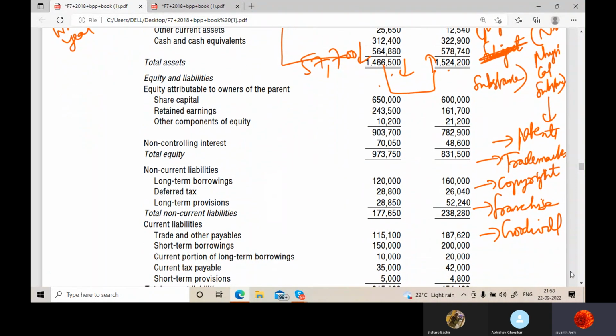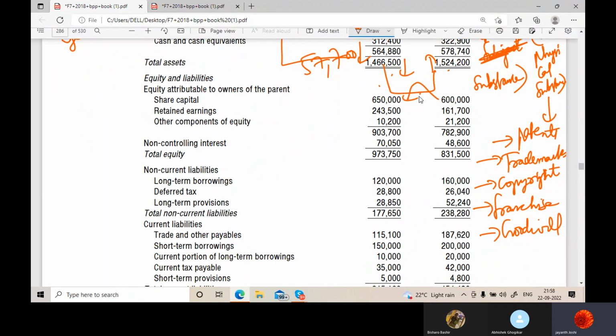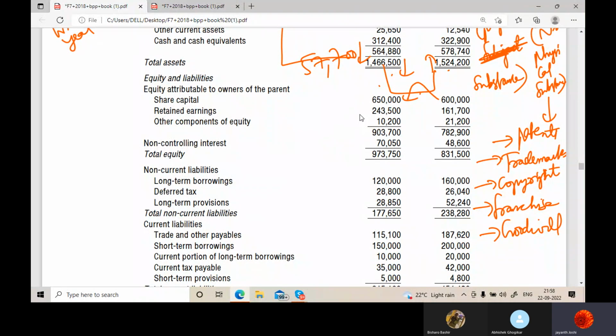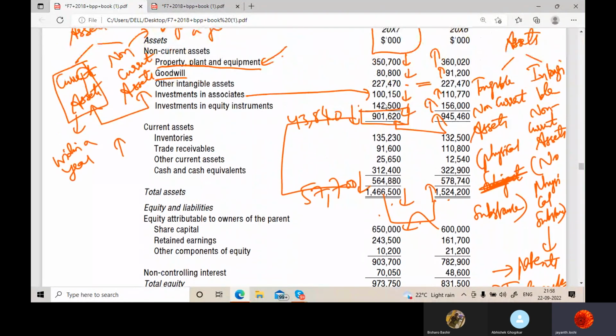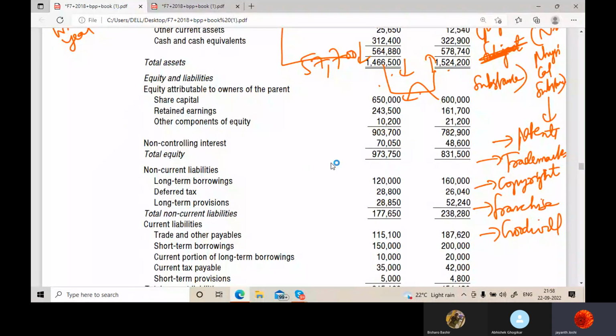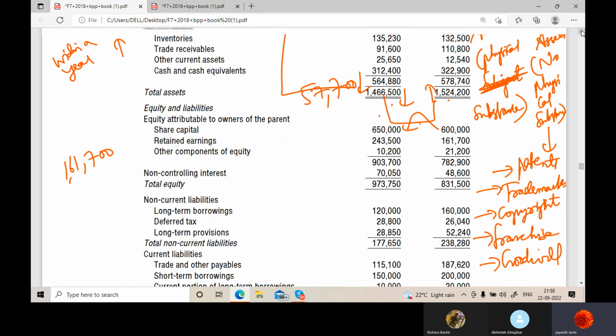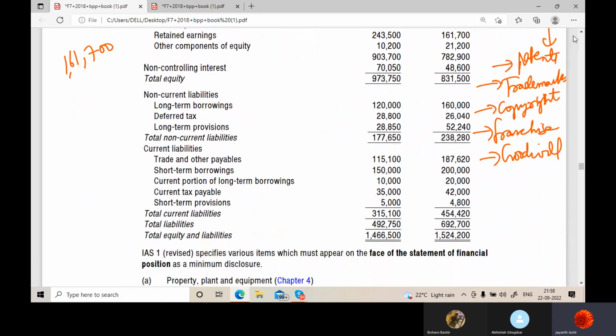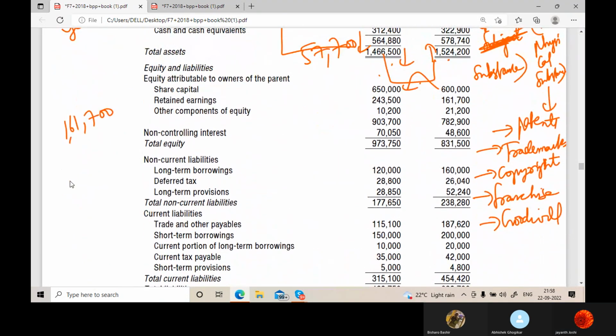And when it comes to share capital, they have raised additional capital there. But one good sign I am seeing here is that even though the value of the business has gone down, this is still a profitable business. Why and how? You see, your retained earnings was 1,61,700 in the previous year, that is in the year 2006. But this year the retained earnings have gone to 2,43,500.